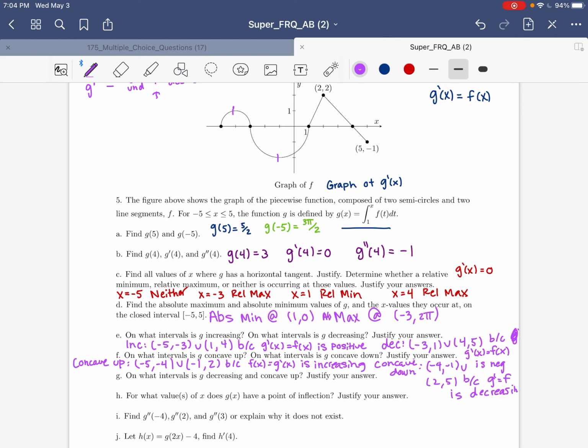Okay, then we want decreasing and concave up. So if G is decreasing, that's going to mean G prime is negative. Concave up means G prime is increasing. So I need to look for where it's negative and increasing. So negative and increasing would be this part right here, from negative 1 to 1, because G prime equals f of x is increasing and negative.